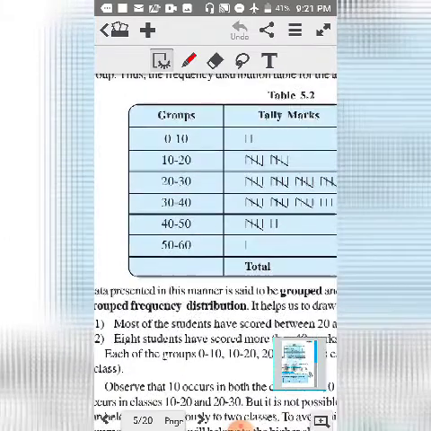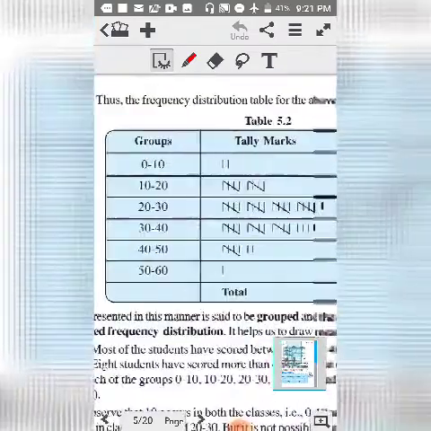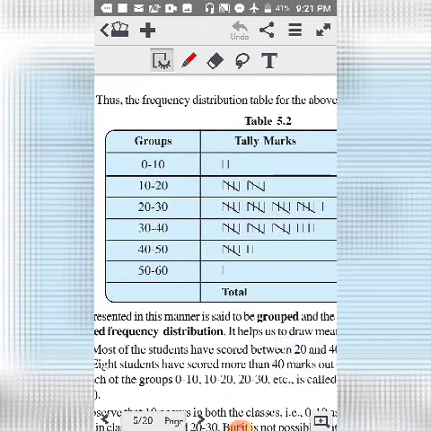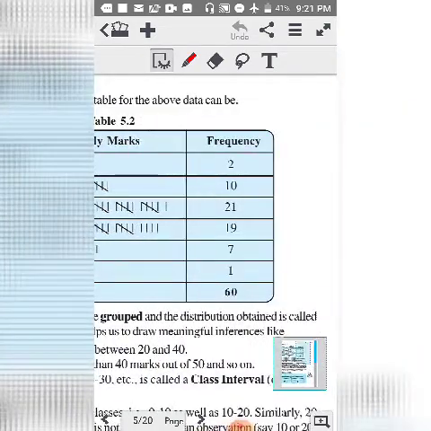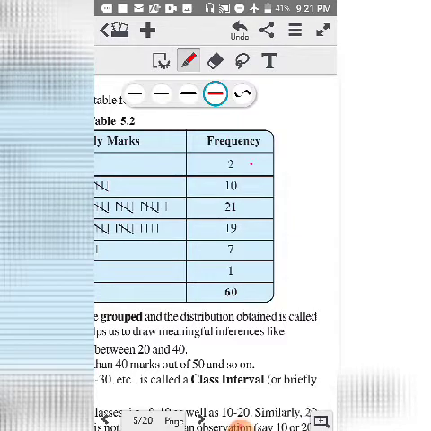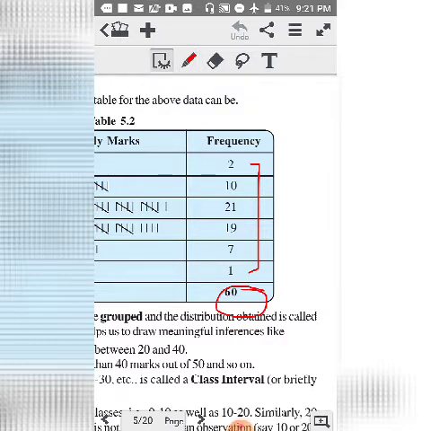Okay, suppose the number is 31, 31 will come in the group of 30 to 40. So we will write the numbers one by one and then we count them, and that is called the frequency. The total of all this is written at the bottom, which is called the total, which is given in the question. So you have to tally it and check that the total is correct.